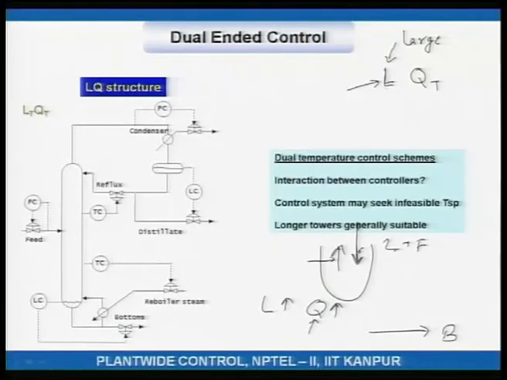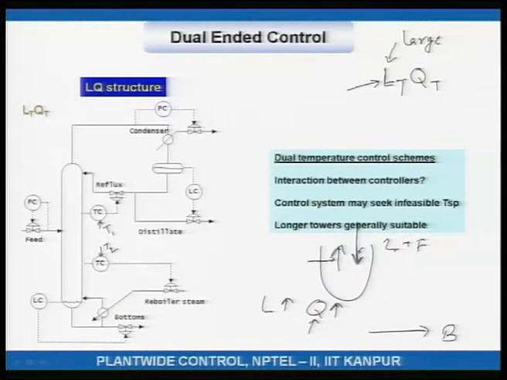So smarties would say, well, instead of holding reflux at a large value, larger than necessary value, you have to have it larger than necessary so that the worst case disturbance can be handled. Why don't I control a tray temperature using the reflux? And that is what is shown here. You are controlling a tray temperature, I'll call it T1, using reflux. You are controlling another tray temperature, I'll call it T2, using reboiler duty.